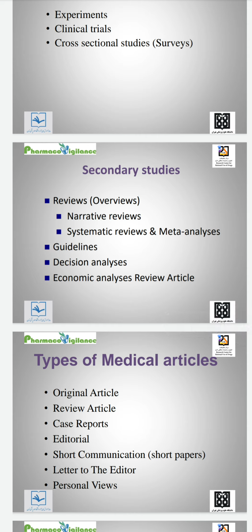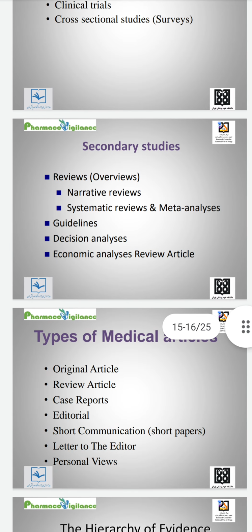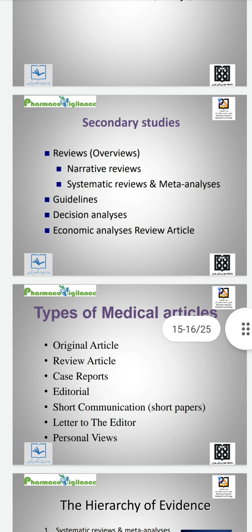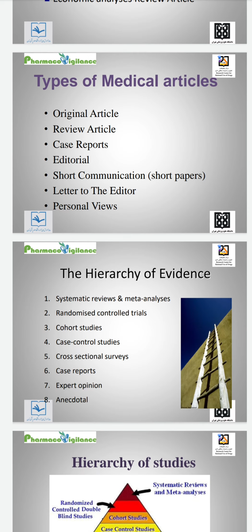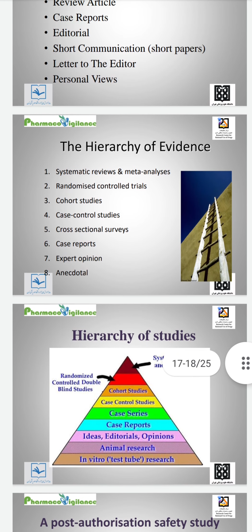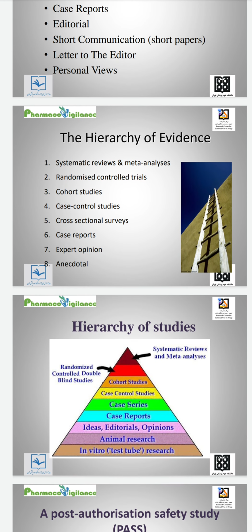Types of medical articles: we have original articles, review articles, case reports, editorials, short communications or short papers, letters to the editor, and personal views. The hierarchy of evidence: on the top is the systematic review and meta-analysis. Number 2 is the randomized controlled trial. Number 3 is the cohort study. Fourth is the case control study. The fifth is cross-sectional surveys. Sixth is case reports.